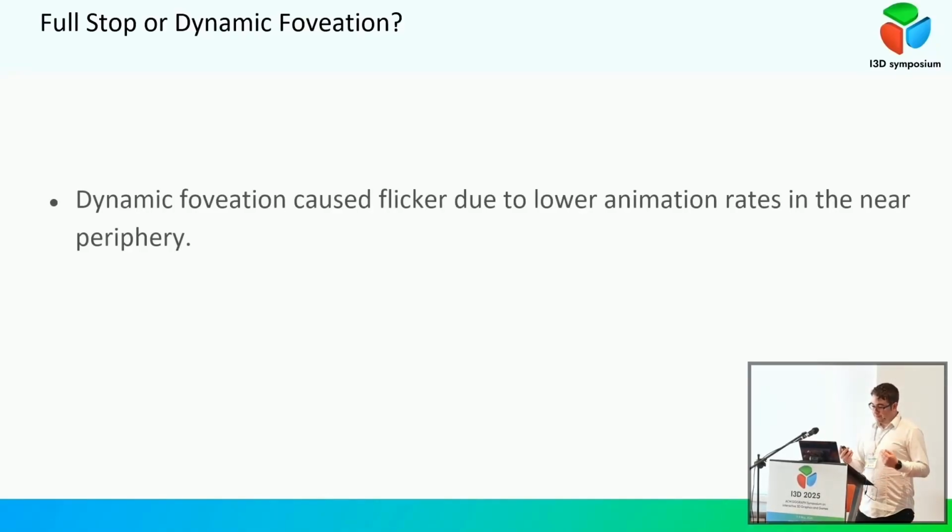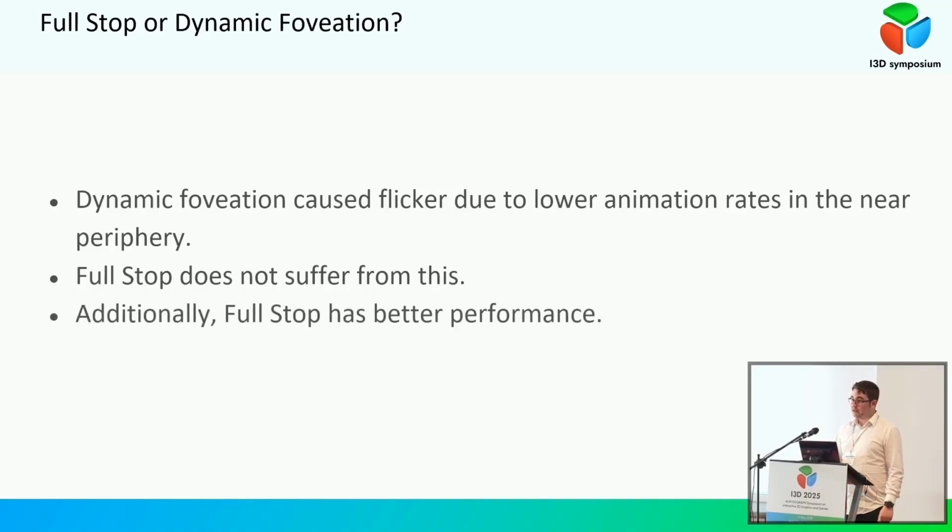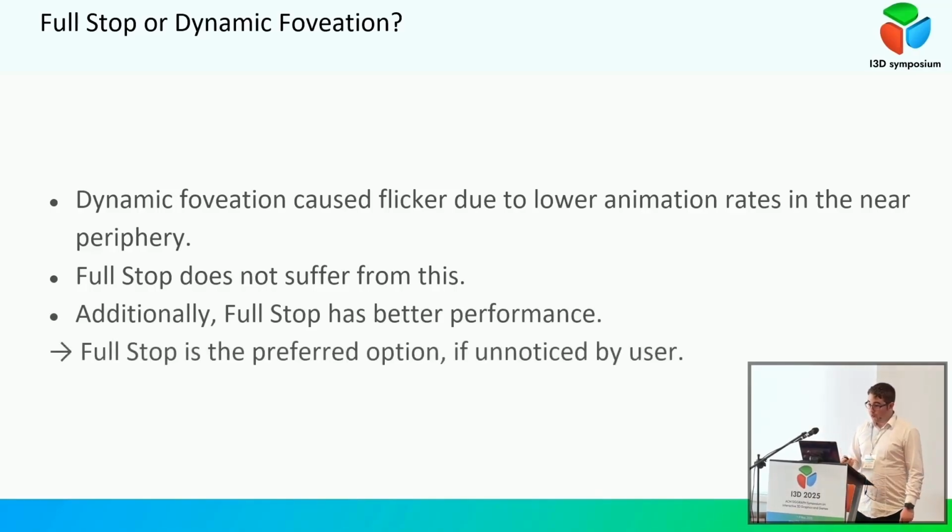Because of this, we believe the reason why full stop performs better is what we had hypothesized. The dynamic foveation causes flicker in the near periphery, and that gets picked up. But full stop doesn't suffer from this, because due to the lack of flicker, the lack of animations, they just keep going. Additionally, as we've seen, full stop has better performance overall. Therefore, we believe that between the two methods, full stop is the preferred option, despite what you might originally believe.